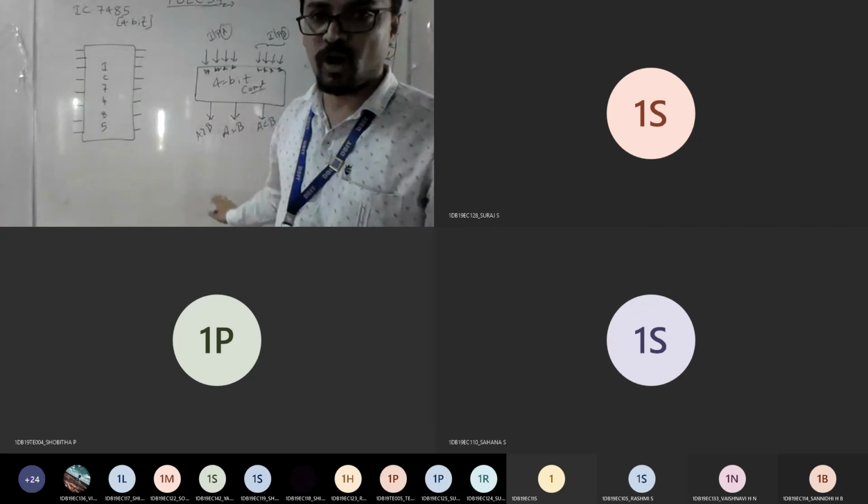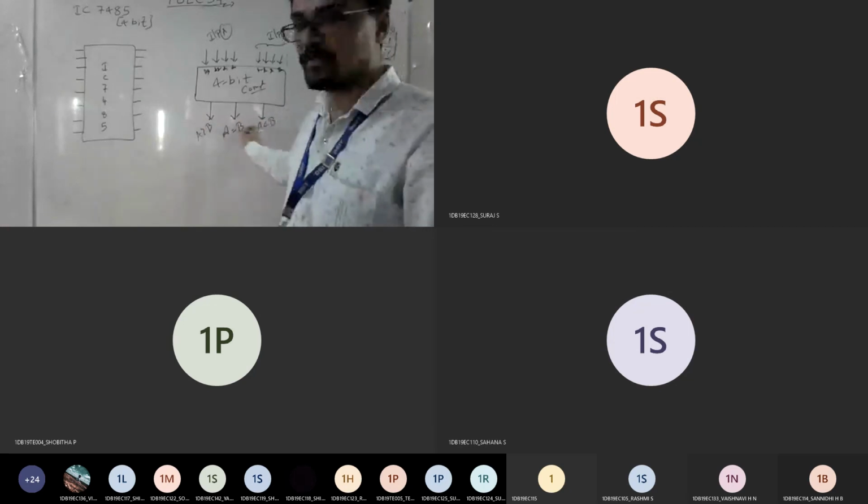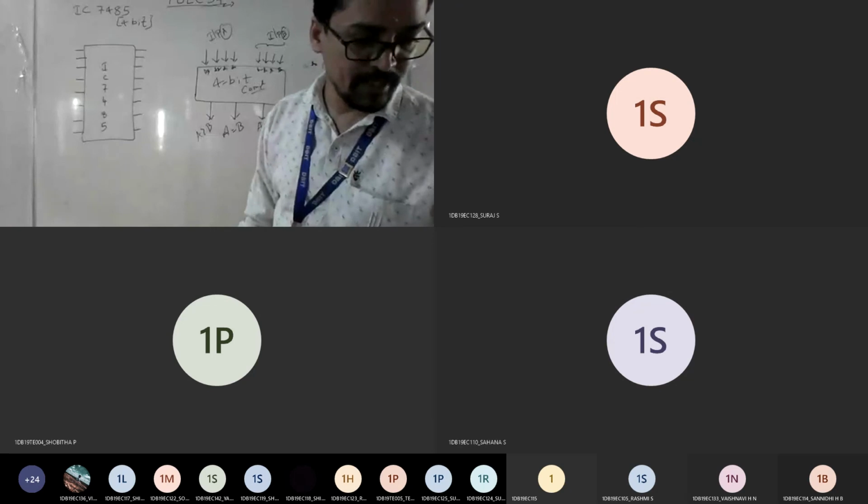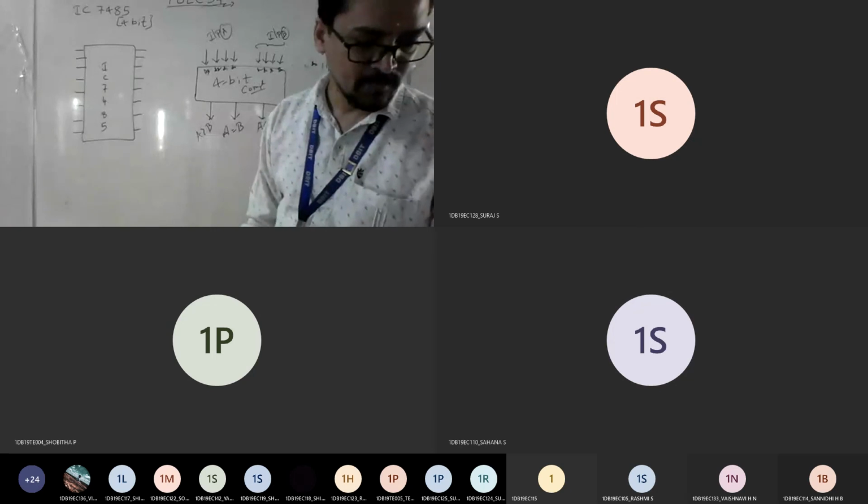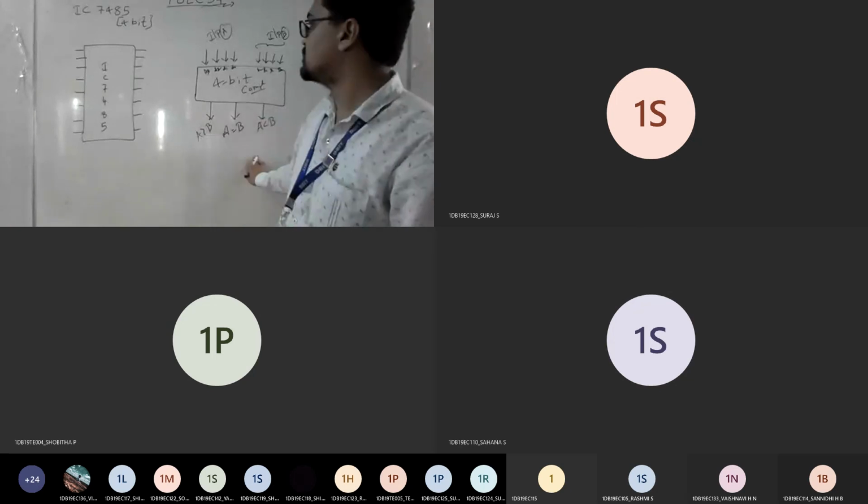Whatever changes you make, the output remains constant. There is no variation in the comparator output. Only the input will keep varying. Okay, just make a note of this.